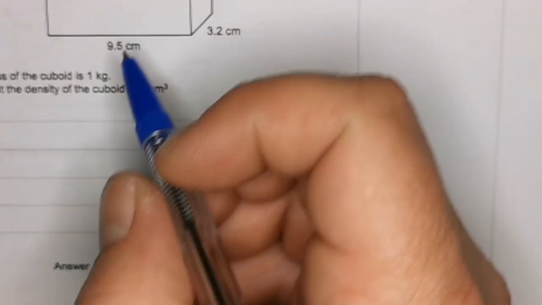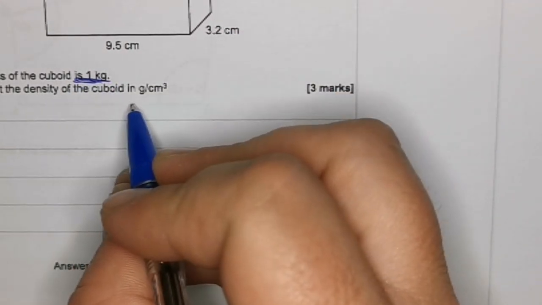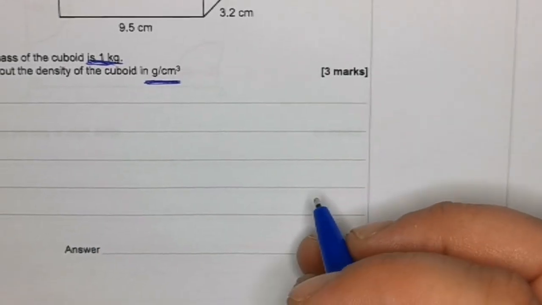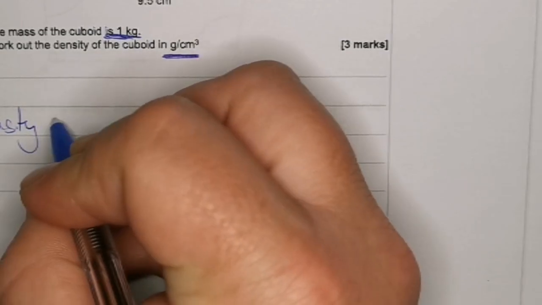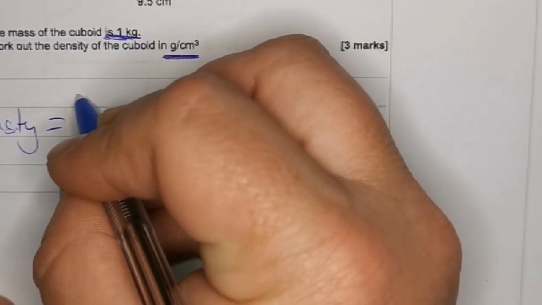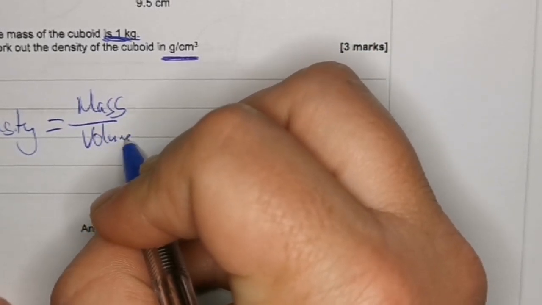Here is a cuboid made from metal. The mass of the cuboid is 1 kilogram. Work out the density of the cuboid in grams per centimetre cubed. Right, so density is just how much stuff there is in a set space. So that is mass divided by volume.